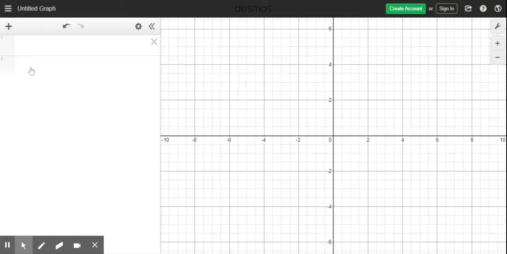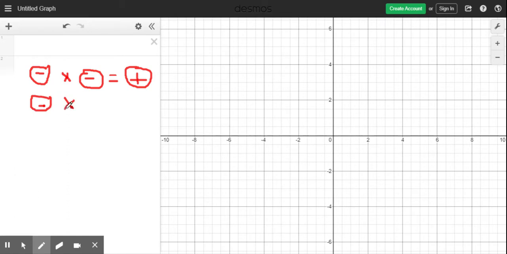Okay, so the first thing that we want to review, related to and leading up to our algebra, is how to deal with signed numbers. So if we have a negative number times a negative number, the answer will always be positive. If we have a negative number times a positive number, or vice versa, that answer will always be negative. And this works for division as well.